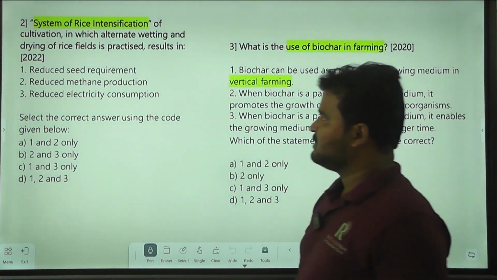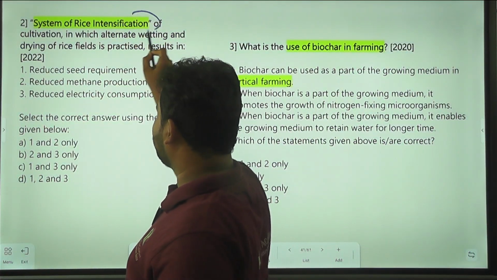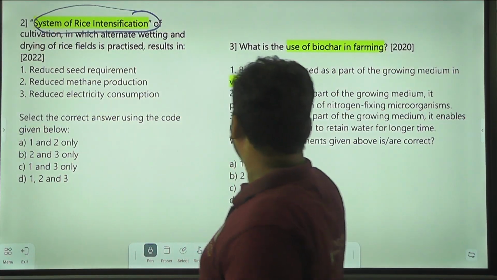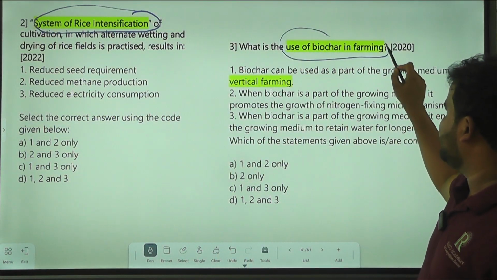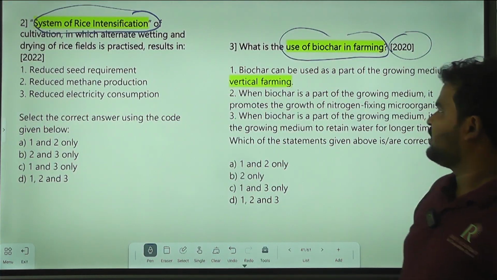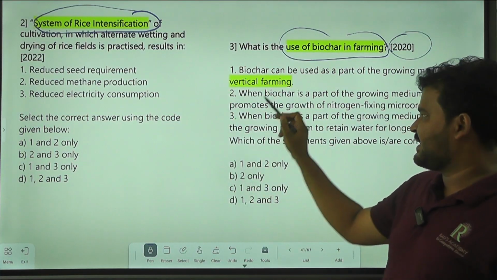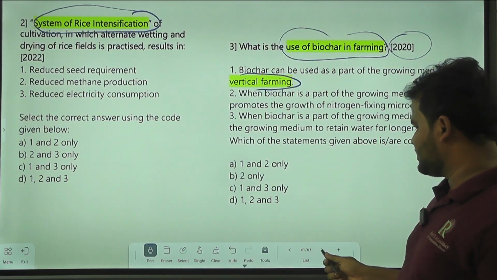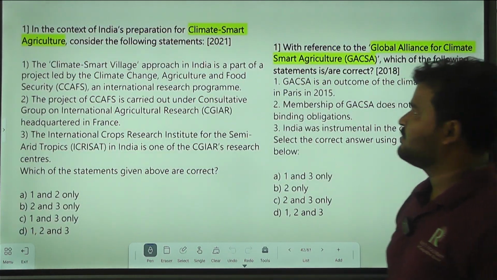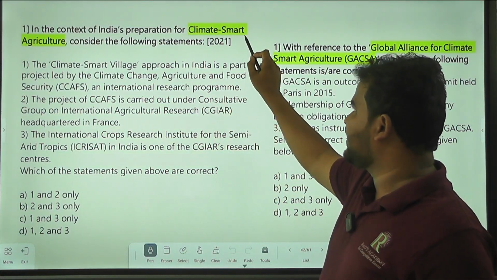Next after that, system of rice intensification, use of biochar in farming. Question in 2020. The question is on vertical farming. Okay, question is on vertical farming, and again, the question is related to agriculture only.